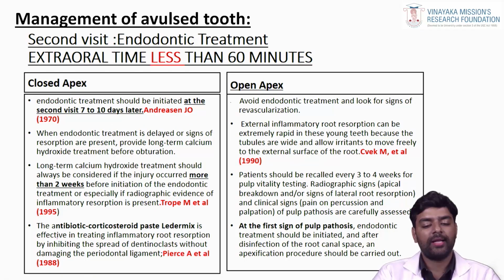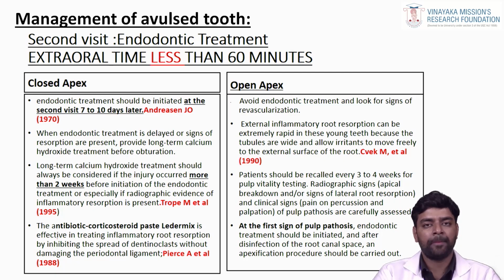Then coming to management of avulsed tooth in the second visit, it's an endodontic treatment protocol based on an extraoral time less than 60 minutes. For a closed apex, endodontic treatment should be initiated at the second visit, 7 to 10 days later. When the endodontic treatment is delayed or signs of resorption are present, provide long-term calcium hydroxide before obturation. The long-term calcium hydroxide treatment should always be considered if the injury occurred more than 2 weeks ago, before initiation of endodontic treatment, or especially if radiographic evidence of inflammatory resorption is present.